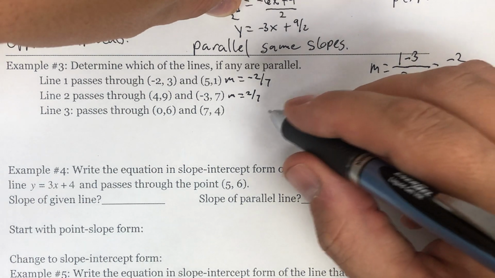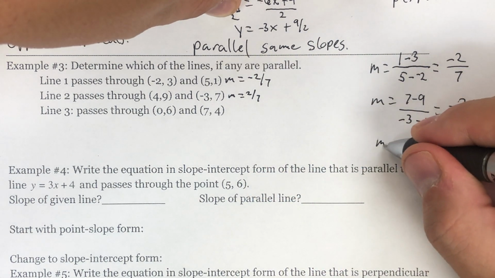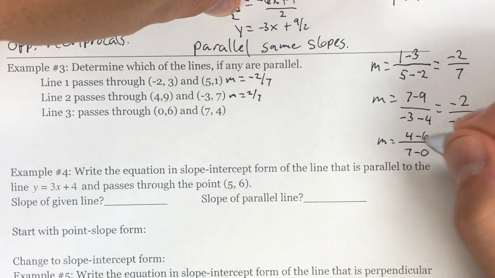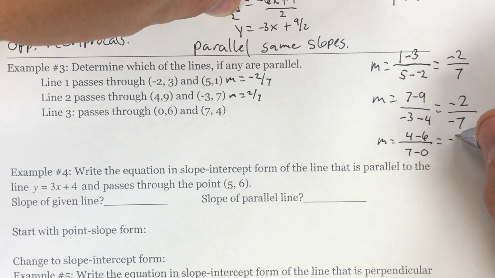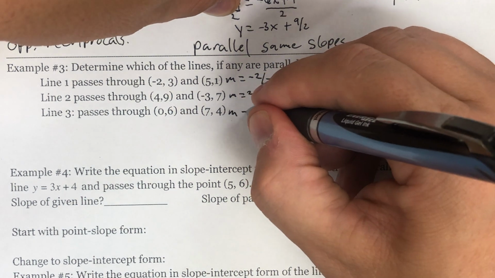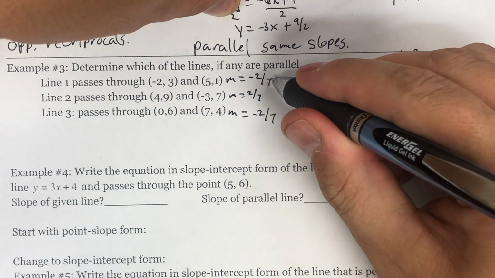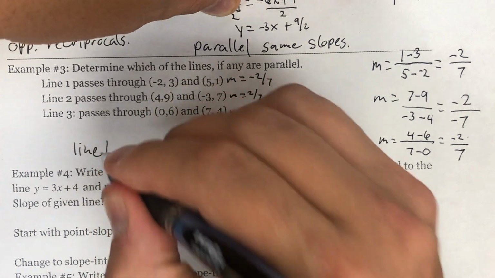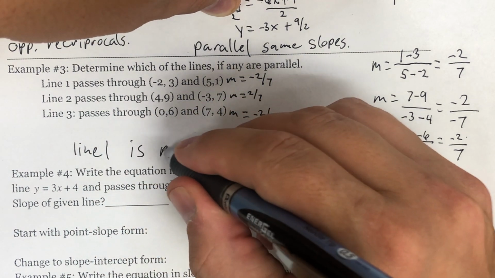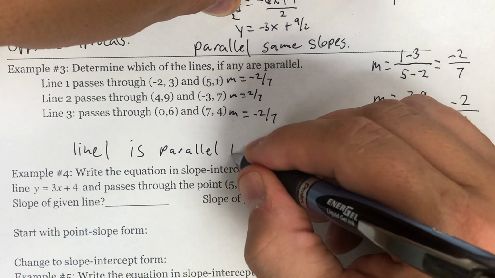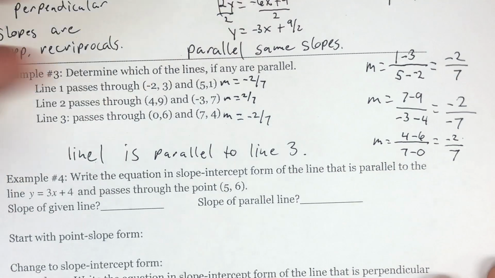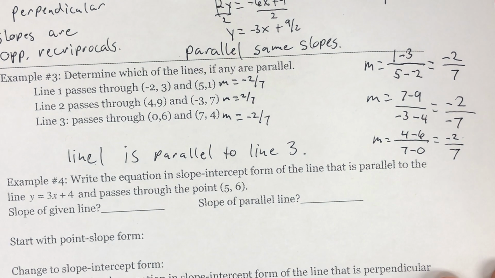Last one, 4 minus 6 over 7 minus 0, and 4 minus 6 is -2. 7 minus 0 is 7, so we have -2/7 for the bottom line. So the bottom one and the top one have the same slope, so line 1 is parallel to line 3. Okay, so you might have to calculate the slopes using the slope formula as well.